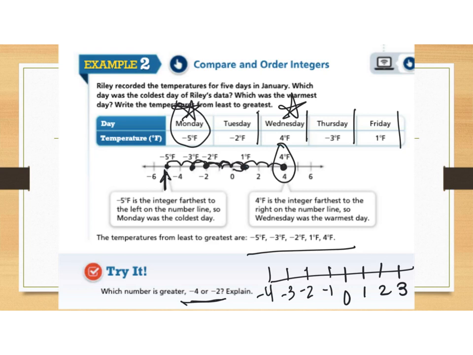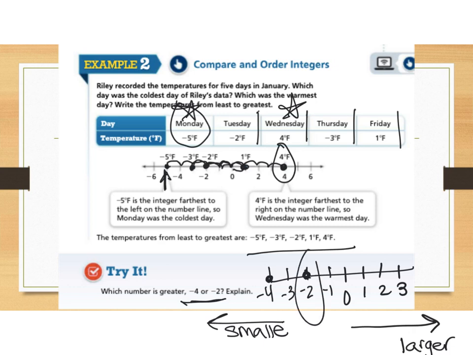So now, if we were to graph -4, we would put a dot on -4 and a dot on -2. The question says, which number is greater? As your numbers go to the left, they will get larger. As your numbers go to the right, they will always get smaller. So which one's bigger? That's right. -2 is bigger because it's closer to the 0 or the right-hand side.